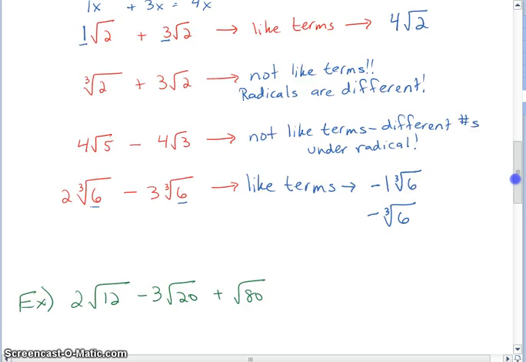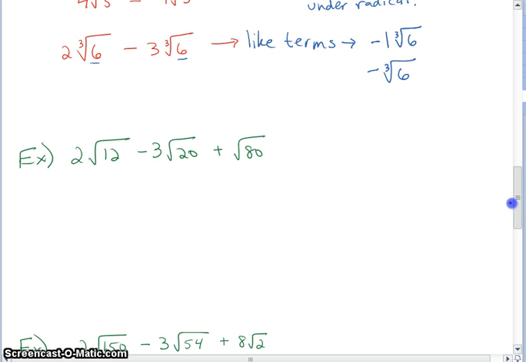Okay, let's try some more. Get 2 times the square root of 12 minus 3 times the square root of 20 plus the square root of 80. Are there any like terms right now? No, no like terms right now, but can I simplify each of the radicals and then maybe have some like terms?